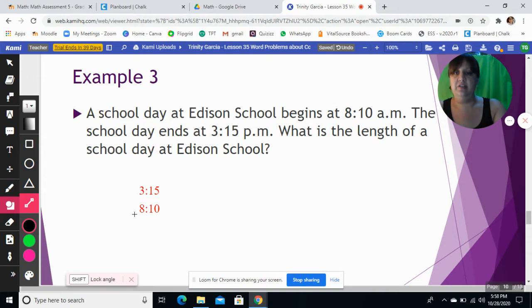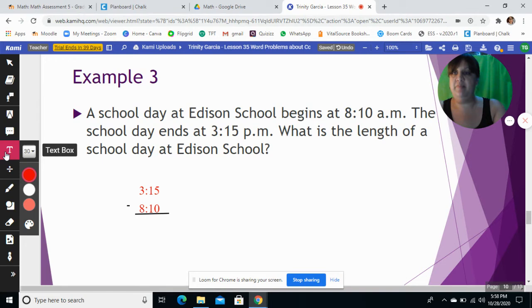Okay, so here's our subtraction. So if you bring the 5 down, right, because 5 minus 0 is 5. Easy enough, right?